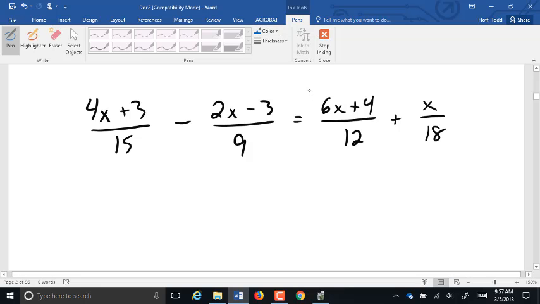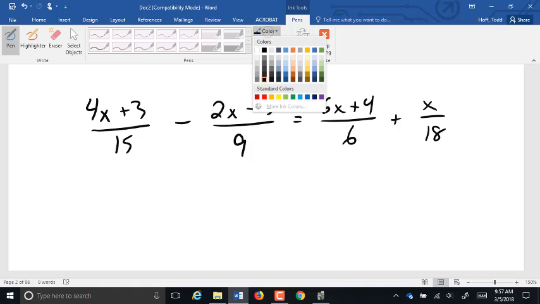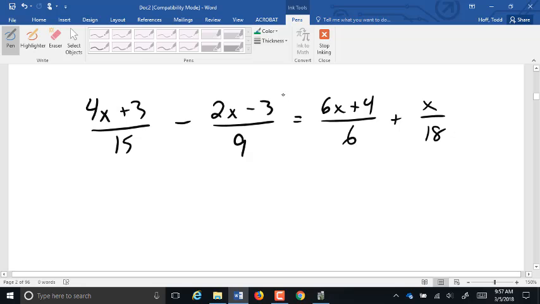When we look at this, I'll actually change this from 12 to make it a little bit easier on us. I want to make that 6. Makes it just a touch easier. There are 4 fractions here. We have denominators of 15, 9, 6, and 18. We have to have the common denominator there, least common denominator.